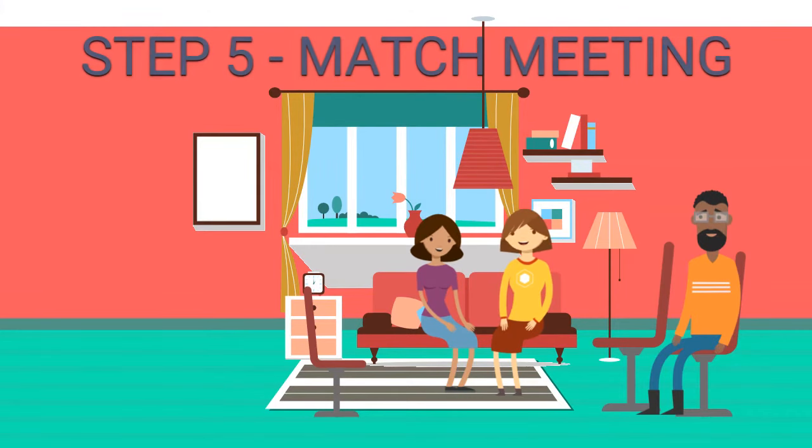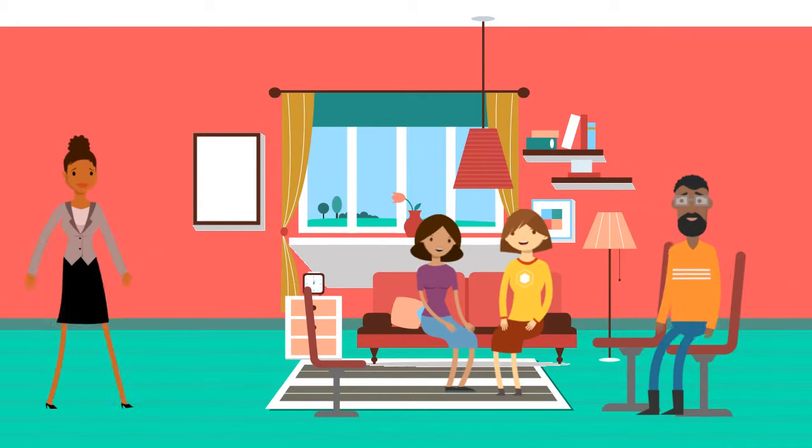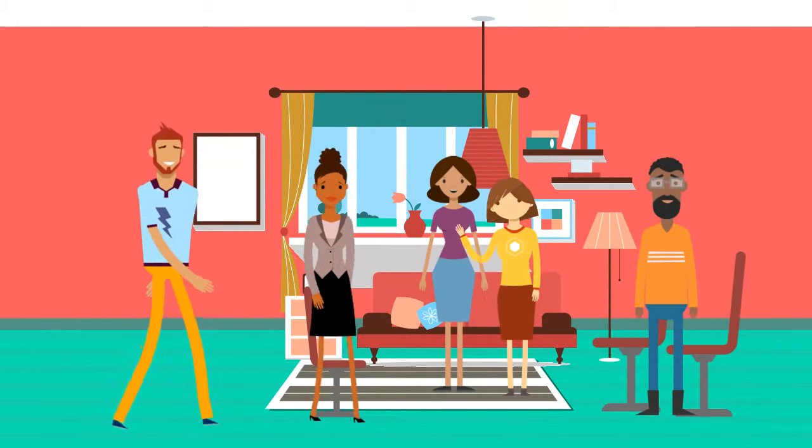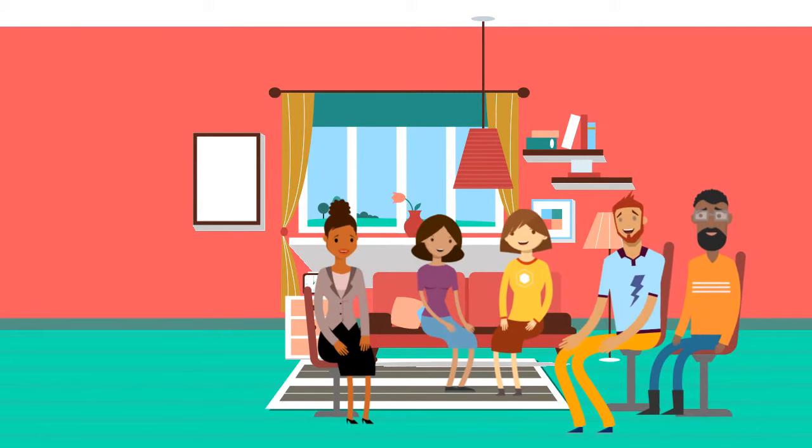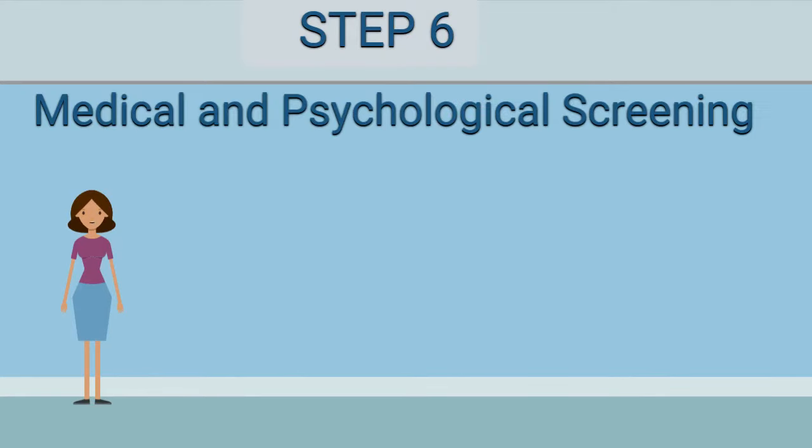Step 5. Matching. After that, we'll match you with intended parents who meet your preferences, and we'll arrange an in-person meeting between you, your partner, the intended parents, and a representative from Family Forward. After the meeting, if both parties agree to the match, we'll arrange for Step 6, medical and psychological screening.